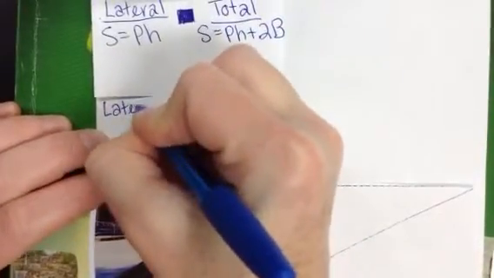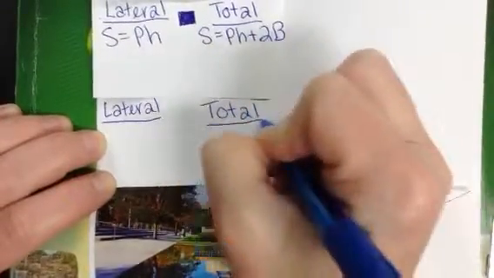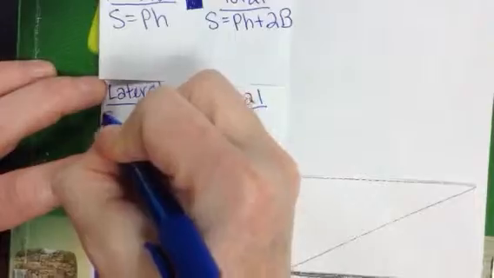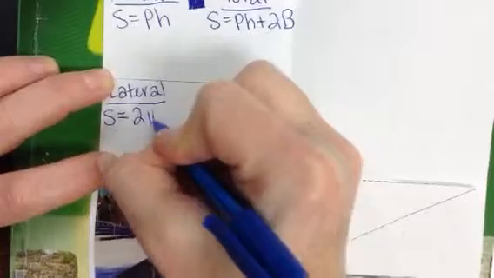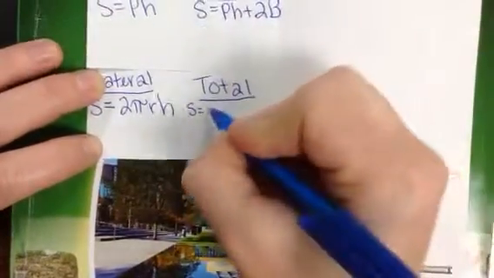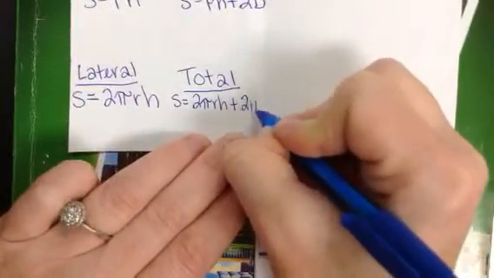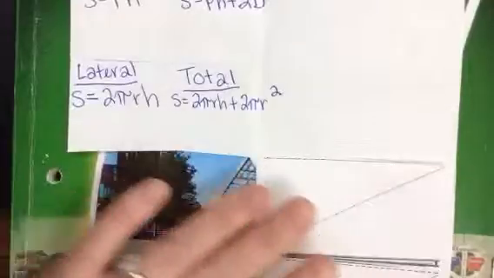Okay, to get the surface area of a cylinder, we still have lateral and total. Okay, so on your formula chart for lateral surface area of a cylinder, it says S equals 2 pi RH. For total, it says, oh, it's long, so write little, 2 pi RH plus 2 pi R squared.